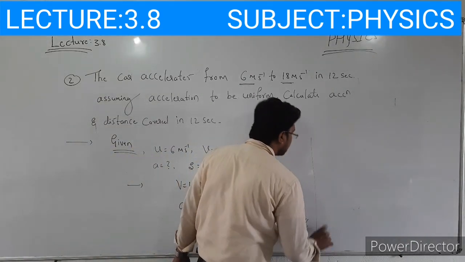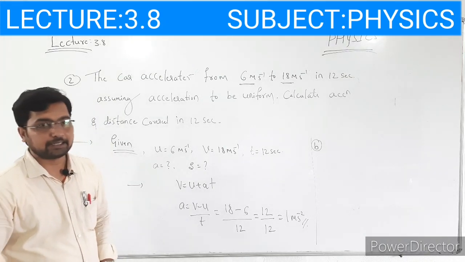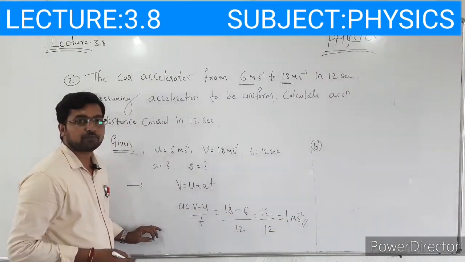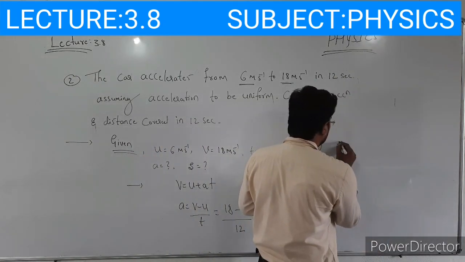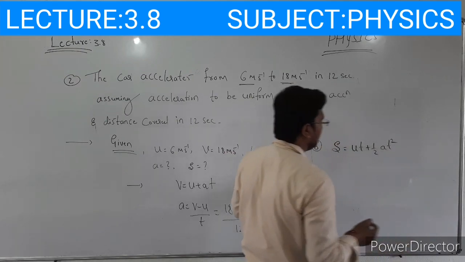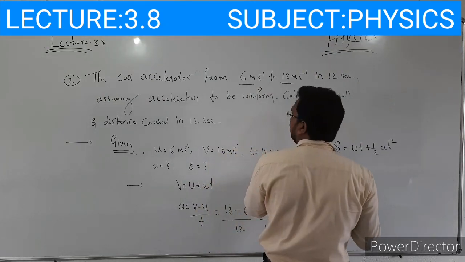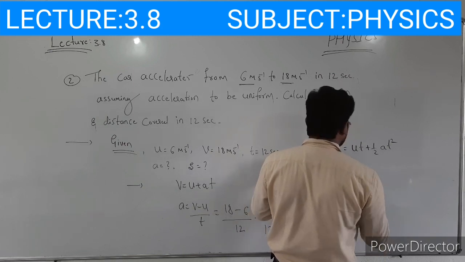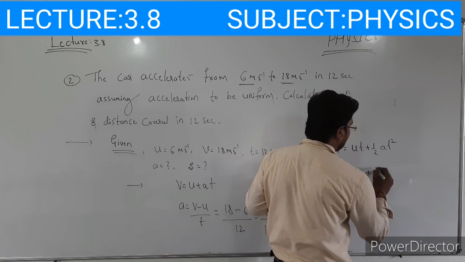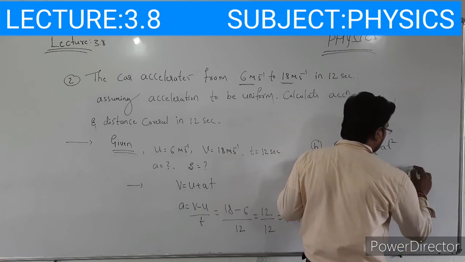And the second one, the distance covered in 12 seconds. Then s is equal to ut plus half at square. The relation is s is equal to ut plus half at square. Here s is as it is, then u value, the initial velocity, is 6 meter per second, time is 12 seconds, plus 1 by 2 as it is, the acceleration is 1 meter per second square, then t, so that is 12 square.